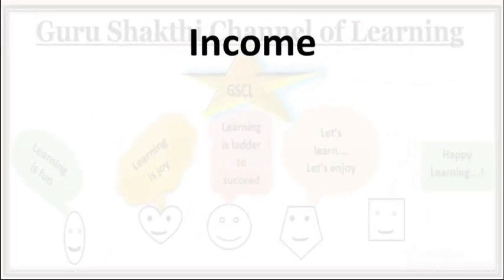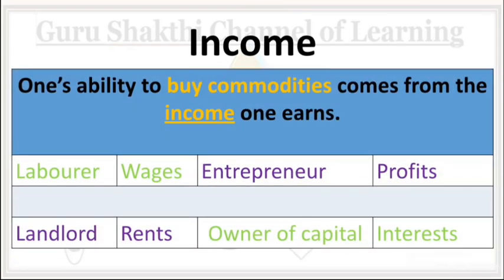Since this video is on circular flow of income, let us briefly recall about income. Laborers, entrepreneurs, landlords, and owners of capital are the four factors of production. They help in the process of creating goods and services.